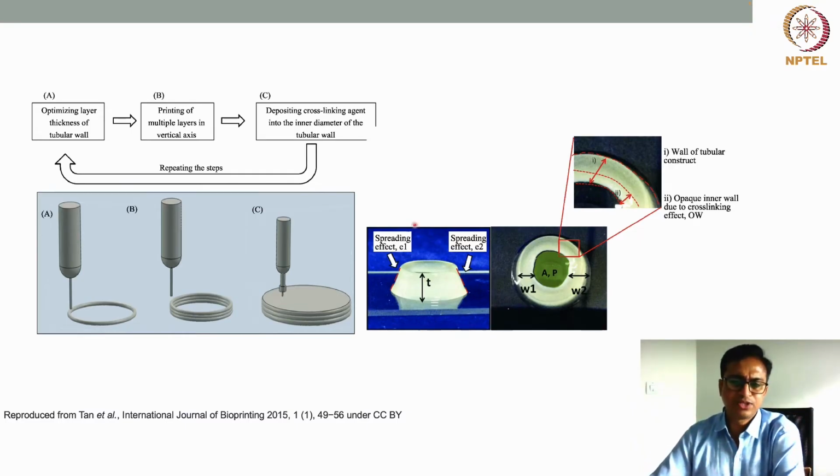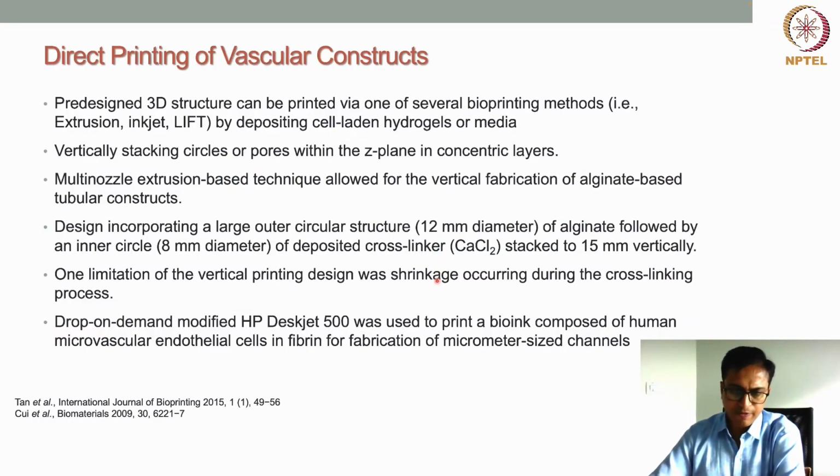So that is the disadvantage of putting this thing together. In this study, they have done this on limited vertical printing, where shrinkage occurs. Another thing is the shrinkage occurring due to the cross-linking process. That is also another limitation of this approach.